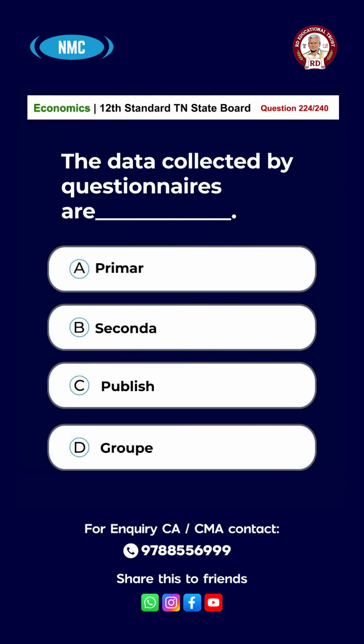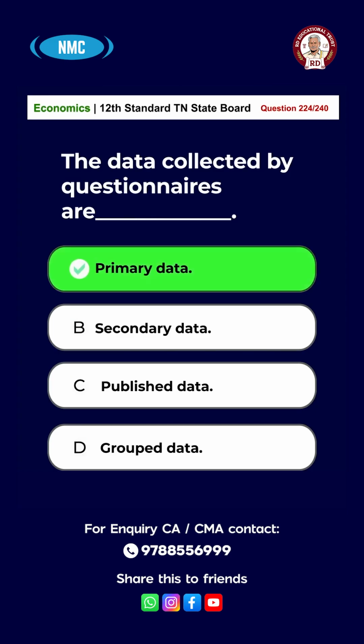Question number 224. The data collected by questionnaires are A. Primary data. B. Secondary data. C. Published data. D. Group data. The answer is A. Primary data.